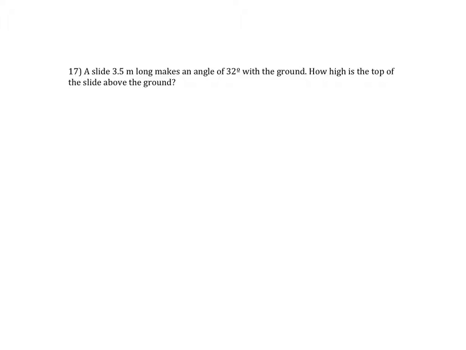17 through 20 are all trig equations that come from applications, so we're going to have to draw a picture for these. It says a slide 3.5 meters long. So imagine a slide. Here's the ladder to go up to the top of the slide. And this slide makes an angle of 32 degrees with the ground. So this is the ground on the playground. We're going to assume that the ladder is perpendicular to the ground. And we have to figure out how high the top of the slide is above the ground. So we want to know the height of the ladder.